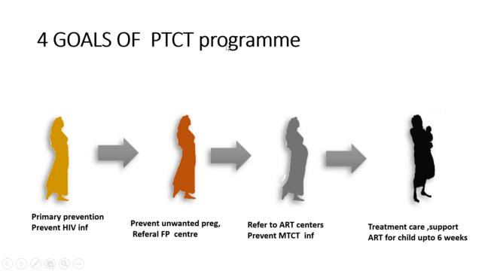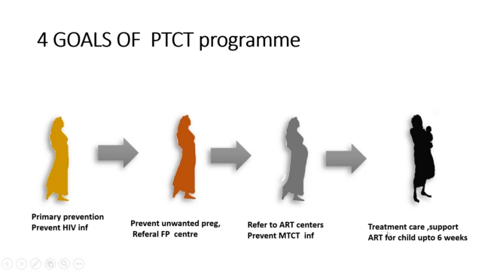There are 4 goals of the PPTCT program. Primary prevention of HIV infection in all women. The second goal is to prevent unwanted pregnancy, and referral. That is why referral should be done to a family planning center if the patient develops HIV. If an HIV positive woman is pregnant, then she should be referred to ART centers to prevent MTCT along with treatment of HIV, ART treatment.